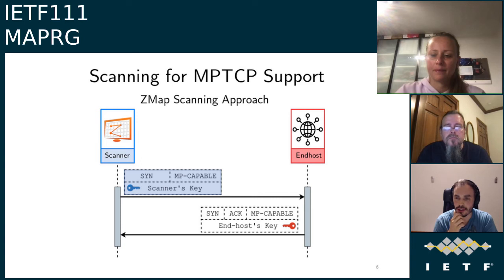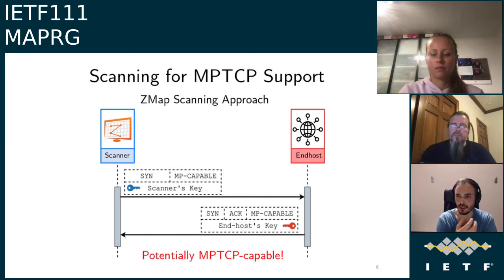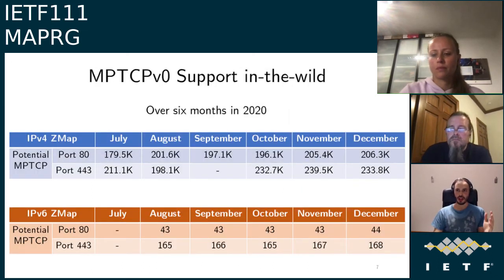We also did a scan for IPv6 as well, but of course not internet-wide. So when we send a regular MP_CAPABLE SYN packet, then we get back a SYN-ACK packet with the MP_CAPABLE option of the target host that we're targeting, and we can retrieve the end host's MPTCP key. And we would classify those which respond with such an MP_CAPABLE flag and the key as potentially MPTCP capable. And I will come to it in a minute why it's just potentially MPTCP capable, as there cannot be 100% certainty that these are really MPTCP capable hosts.